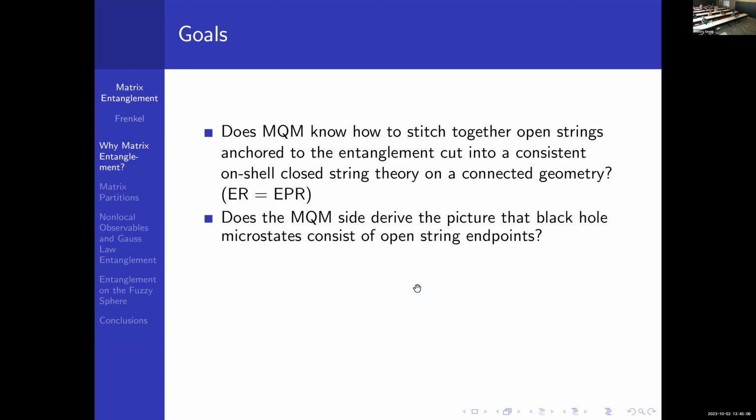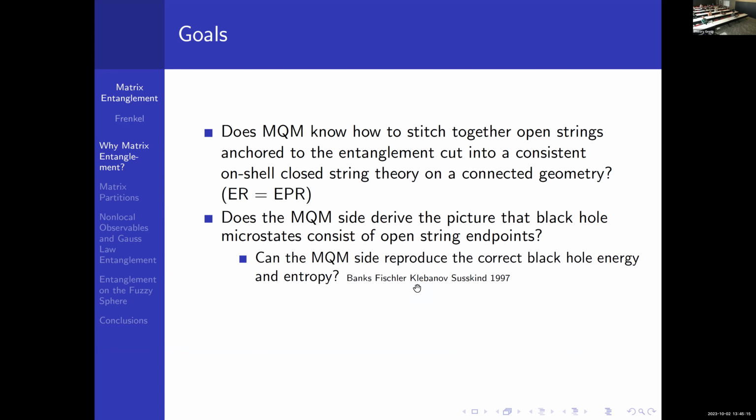So does the matrix quantum mechanics side derive the picture that black hole microstates consist of open string endpoints, as Susskind and Uglum suggested? And relatedly, does the matrix quantum mechanics side know how to reproduce the hierarchy of black hole energy and entropy, a la the matrix black hole states introduced by Banks, Fischler, Shenker, and Susskind?